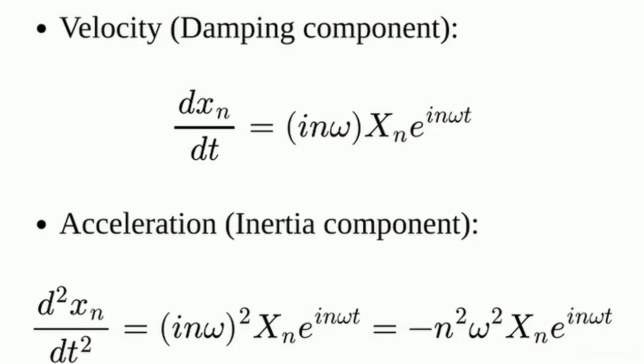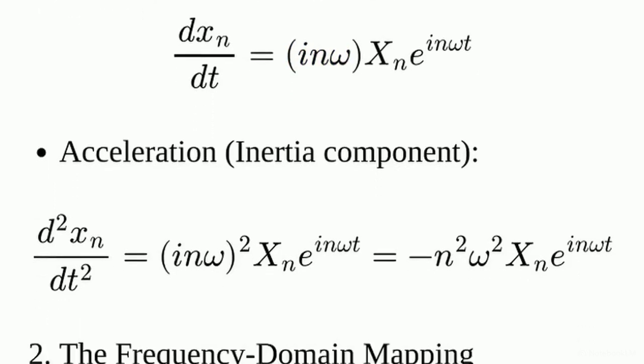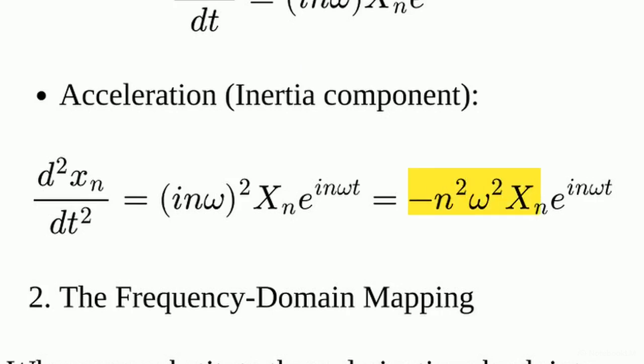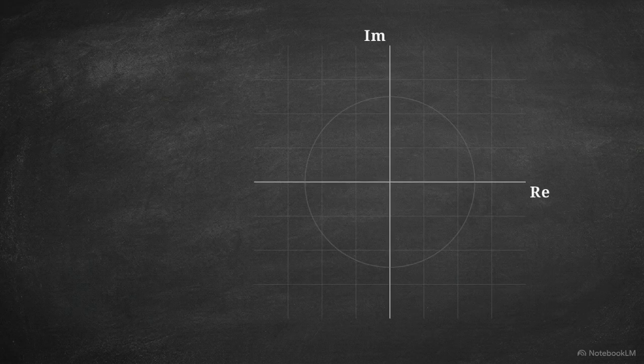Frequency domain mapping operates on a specific rule. Each time derivative drops a factor of iω into the mathematical coefficient. Geometrically, multiplying by the imaginary unit i translates to rotating a vector by exactly 90 degrees on the complex plane. We can map the physical forces directly onto this compass.